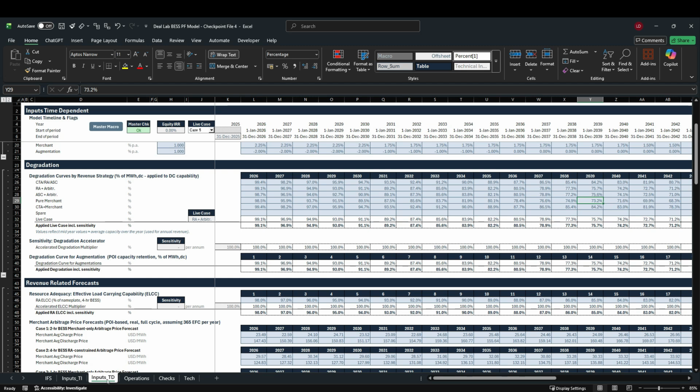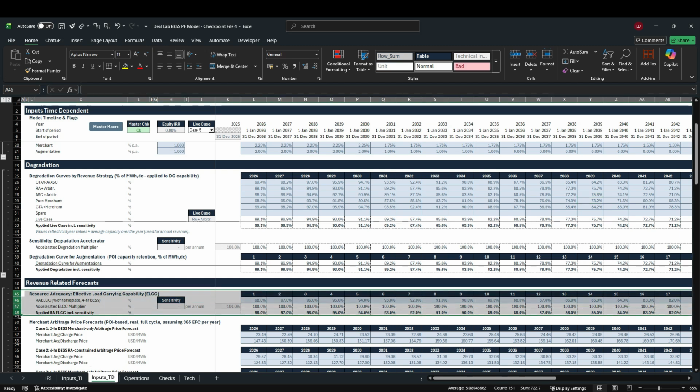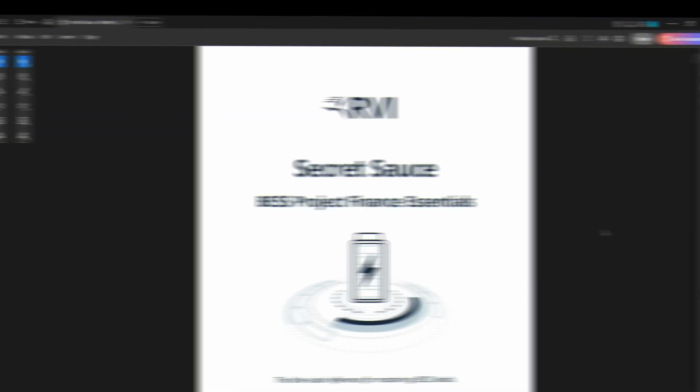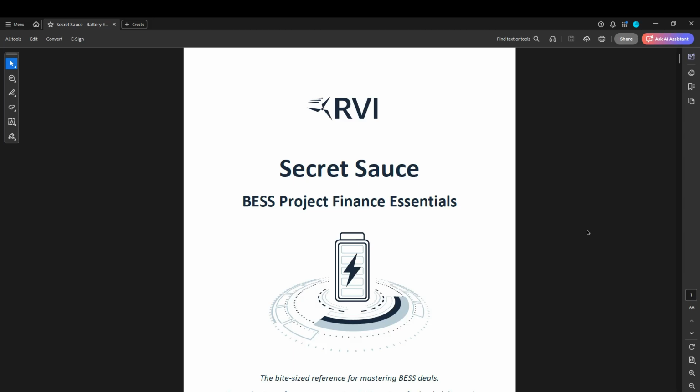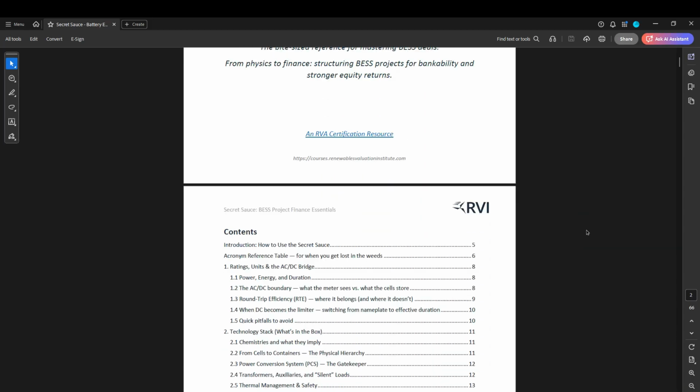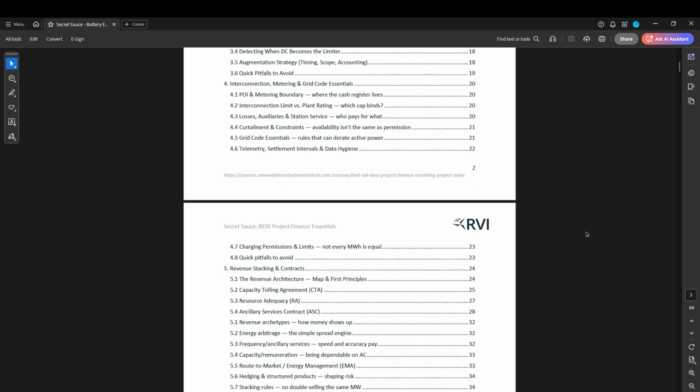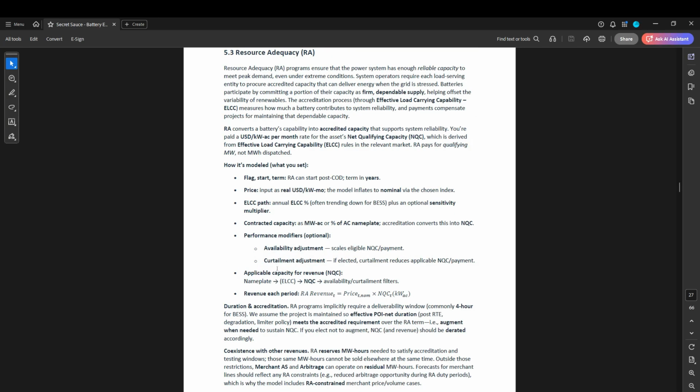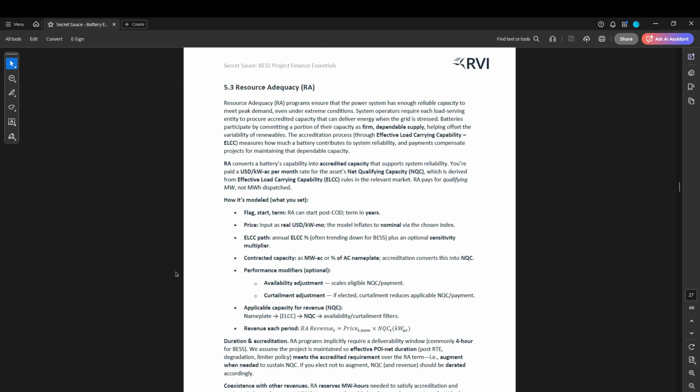ELCC, or effective load carrying capability, is modeled as a time-dependent percentage that typically trends down over time as the grid gets more saturated with storage. If you want to go deeper on the resource adequacy concept, effective load carrying capability, net qualifying capacity, and all other acronyms, we have summarized them in the BESS secret sauce PDF. You can download the secret sauce at the beginning of this course.